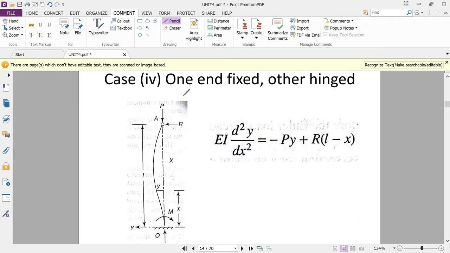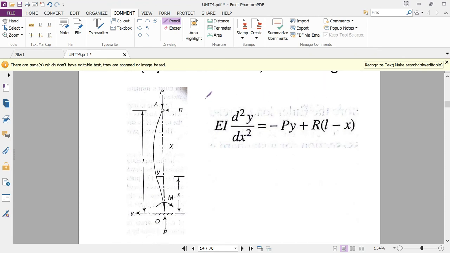Now the last condition is one end fixed and the other end hinged. In that case, let us see what will be the changes. Now here one end is fixed and the other end is in hinge position. So we know that whenever a hinge position is there, one vertical and one horizontal reaction will be formed.